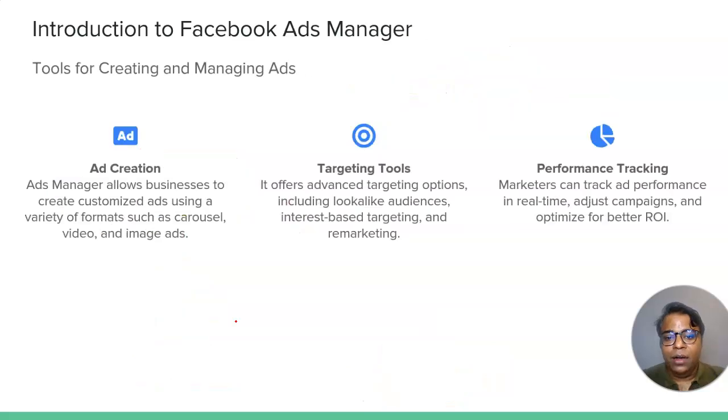Whereas if you come to ad manager, ad manager is only responsible for creating ads. Now this can be part of business manager, or it can be done in complete isolation. Ad manager has all the targeting tools. So if you want to create a campaign, you will create it within the ad manager. So a campaign cannot be created from business manager. It will be created from the ad manager.